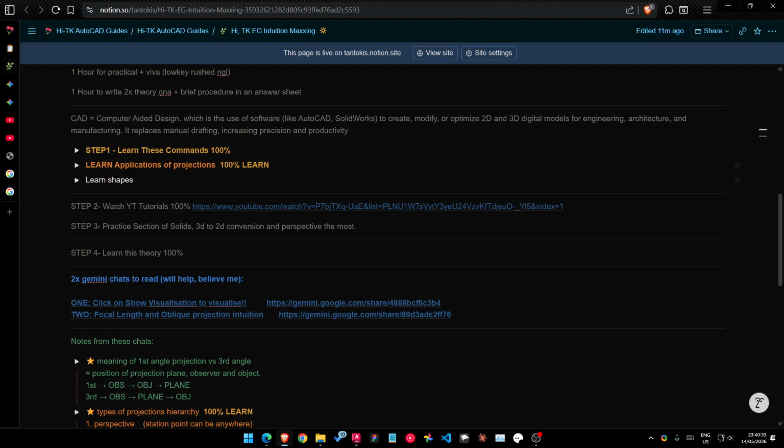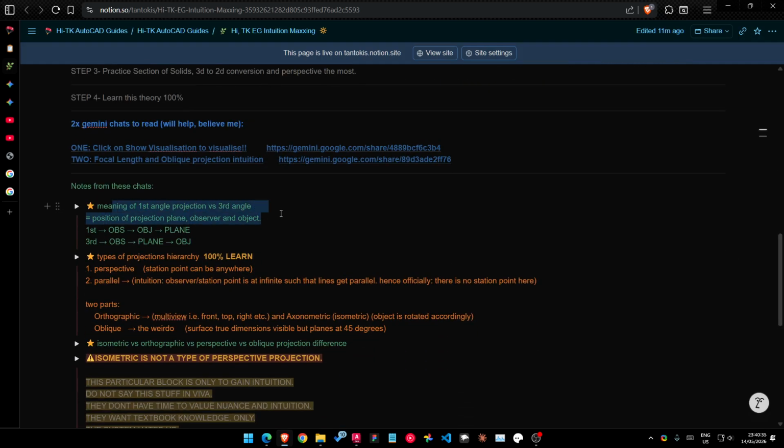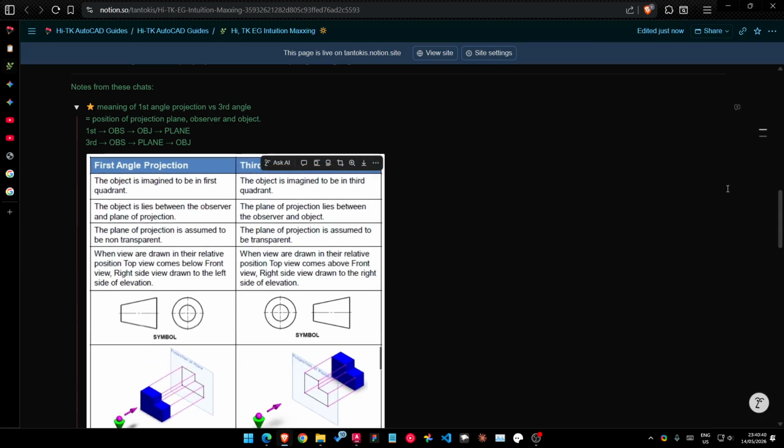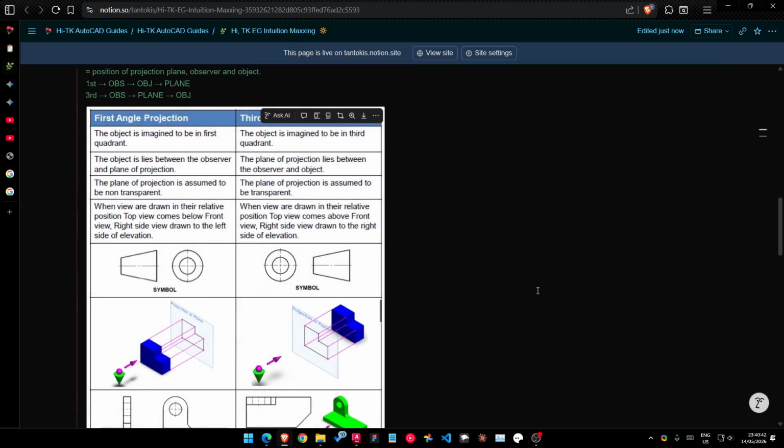So I'll start with explaining first angle versus third angle. I think you should just learn a little bit. Observer, object, and the projection plane. If the object is between the observer and the projection plane, then it's the first angle projection, and this is what we use. And if the projection plane is between the object and the observer, it's a third angle projection.